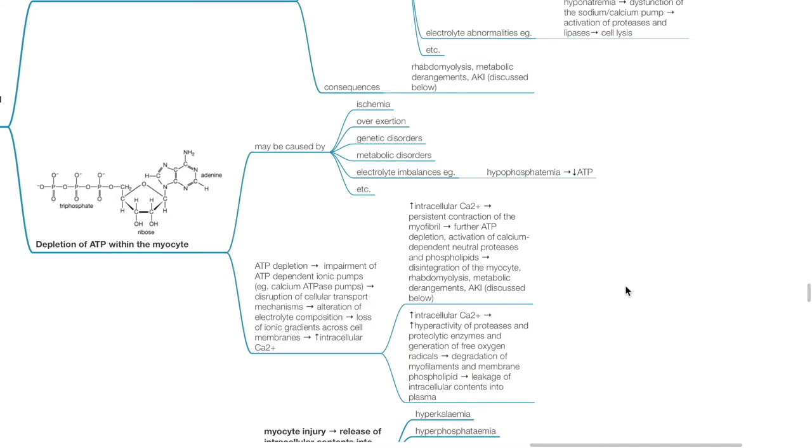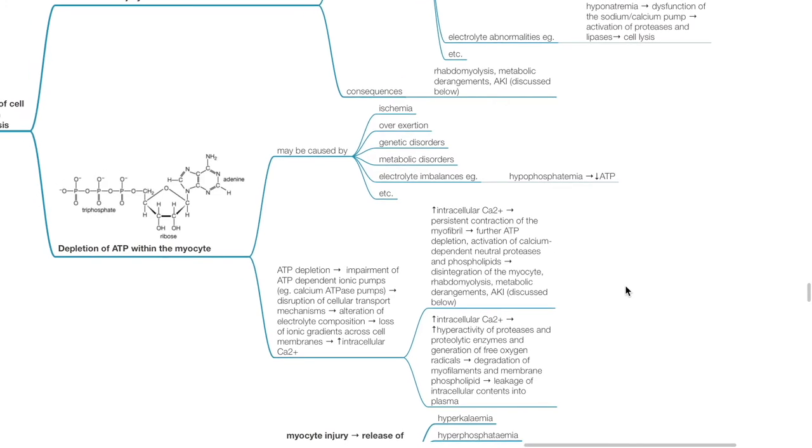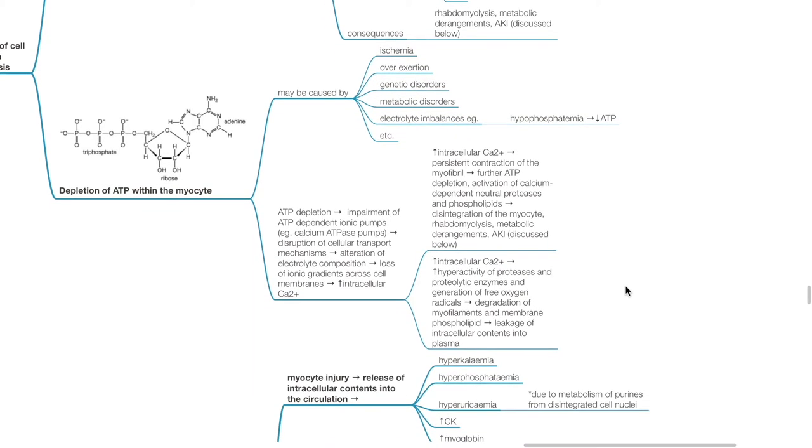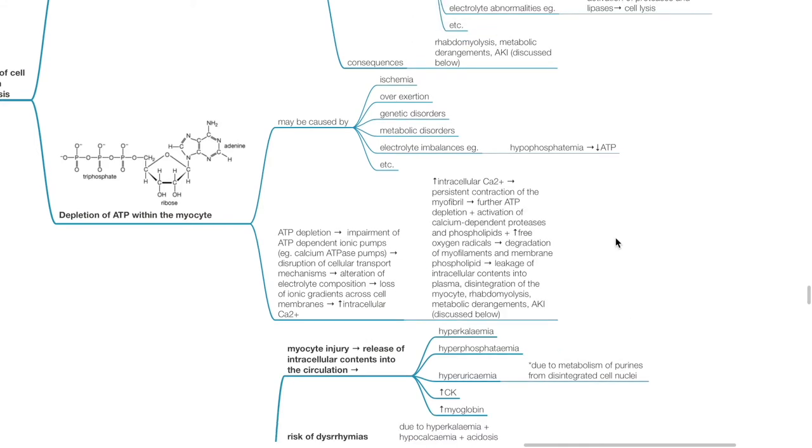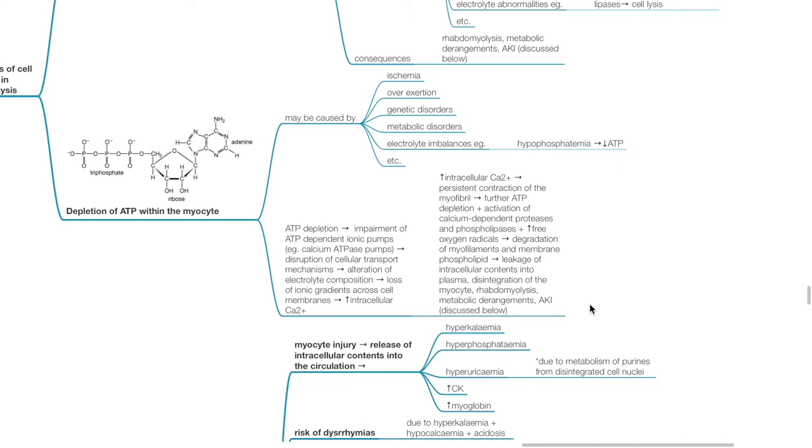Depletion of ATP within the myocyte may be caused by ischemia, overexertion, genetic disorders, metabolic disorders, and electrolyte imbalances. For example, hypophosphatemia results in reduced ATP production. ATP depletion results in impairment of ATP-dependent ionic pumps, such as the calcium ATPase pumps, and this results in disruption of cellular transport mechanisms, alteration of electrolyte composition, loss of ionic gradients across cell membranes, and increased intracellular calcium. Increased intracellular calcium results in persistent contraction of the myofibril, further ATP depletion, activation of calcium-dependent proteases and phospholipases, increased free oxygen radicals, degradation of myofilaments and membrane phospholipid, resulting in leakage of intracellular contents into the plasma, disintegration of the myocyte, rhabdomyolysis, metabolic derangements, and AKI.